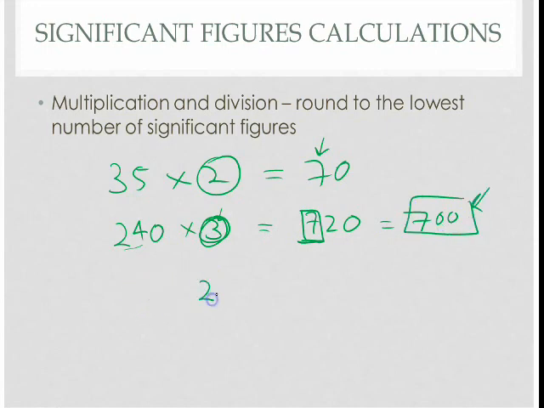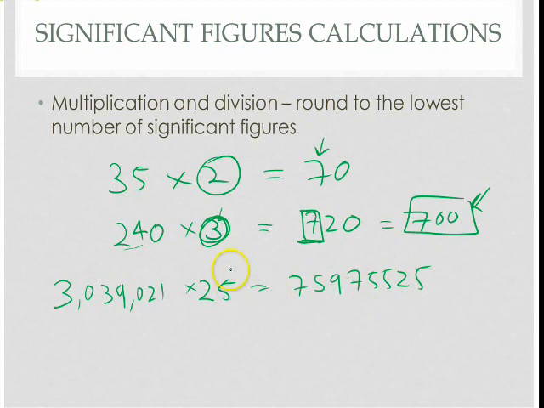Let's try another one, 25. And we'll multiply that by... Now, here's the thing. It doesn't matter if we have a bunch of significant digits here. It doesn't matter. Let me do this quickly in my head. That is 75525.